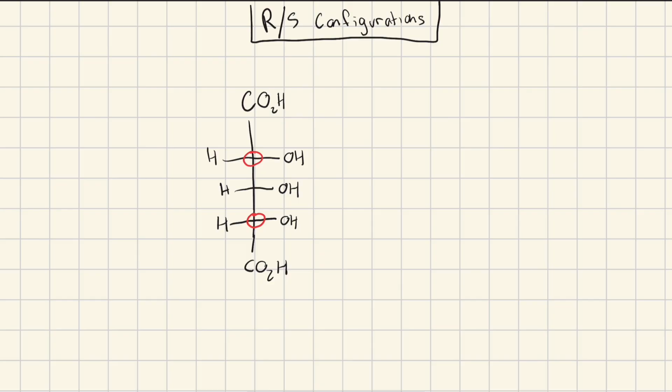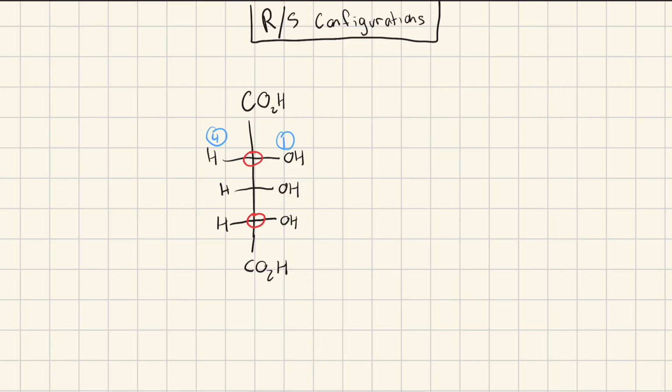Let's look at the top one first. If we look at what this carbon is bonded to, it's going to be a hydrogen, an oxygen, a carbon, and a carbon. We know that that oxygen is going to get the priority. We'll put a 1 there. We know the hydrogen is last. We'll put a 4 priority.